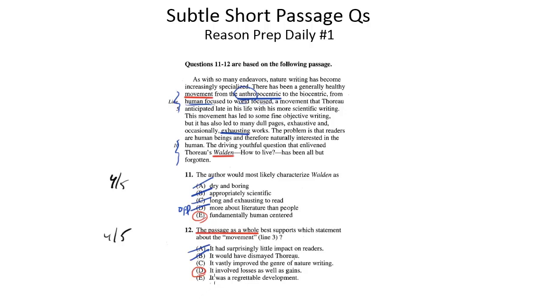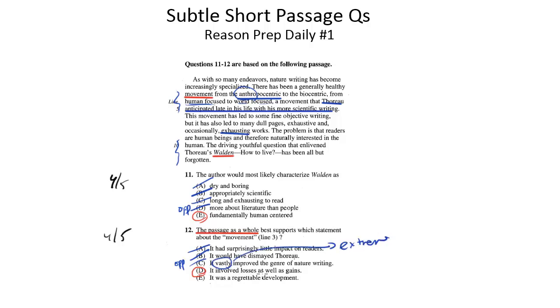How about C? It vastly improved the genre of nature writing. If anything, just the opposite, because the author of this paragraph is a little bit worried or skeptical of this movement from the human focused to the world focused. And actually, now that I read this part, it says that Thoreau anticipated the movement discussed here with his more scientific writing. So maybe Thoreau, going back to B, wouldn't have dismayed him at all. Maybe he was pushing it in that direction anyway. But going back to C, no, they don't mention anything specifically like that it vastly improved. This is an extreme word right here as well.